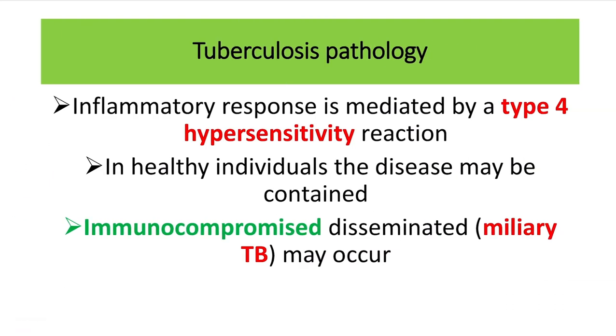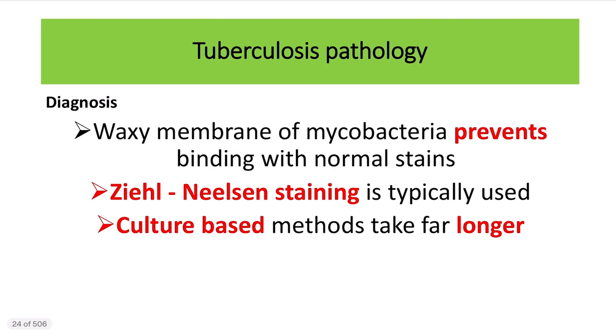And what type of inflammatory response is here? It is type 4, which is delayed type hypersensitivity. There are 4 important types of hypersensitivity, which are type 1, 2, 3 and 4. But among them, type 4 occurs in case of tuberculosis. And in case of immunocompromise, that means where the immunity is low, in this condition the TB usually disseminates. That means it spreads to all areas of the body, all the lungs, all the areas of the body. In this condition, it is known as miliary TB.